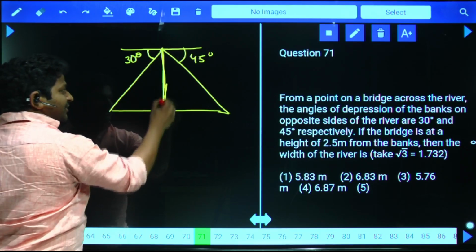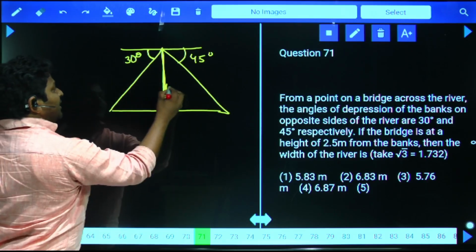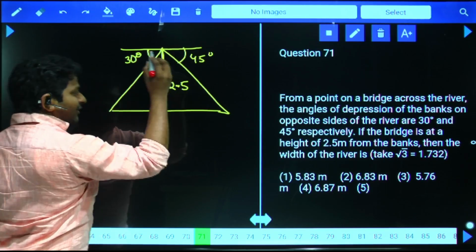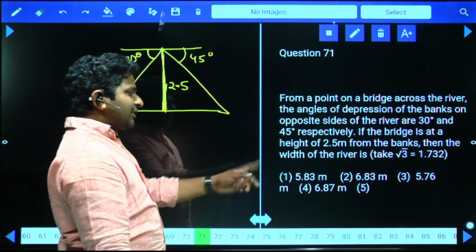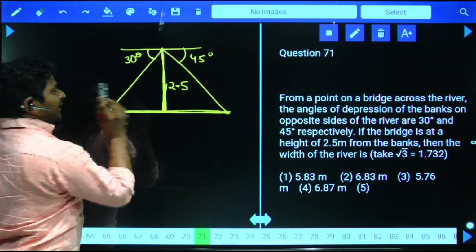This is the height of the bridge. Now your question is, if the height of the bridge is 2.5, this is already given, 2.5. Your question is, the width of the river is, this is what we are supposed to calculate.